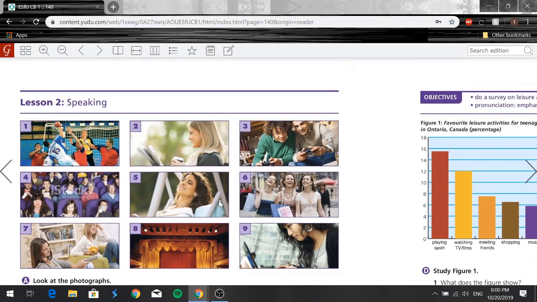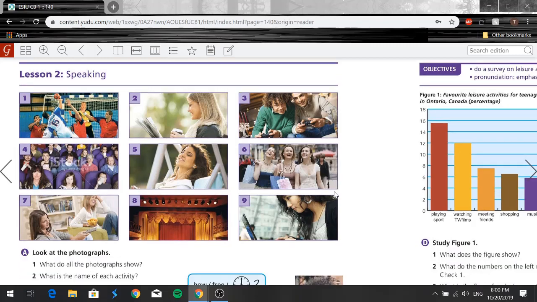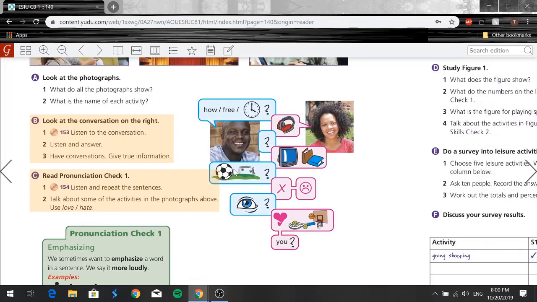So we have handball, reading, probably playing a computer game, right? Watching a film, listening to music, right? Shopping, watching TV, watching a play, right? I don't know why I said theater earlier. It's watching a play, and using the internet. Okay? So now let's go to exercise B.